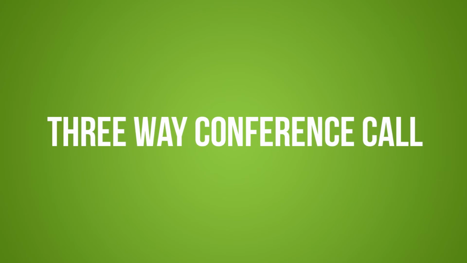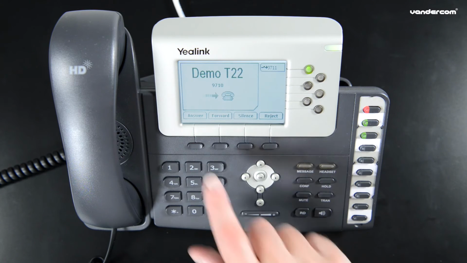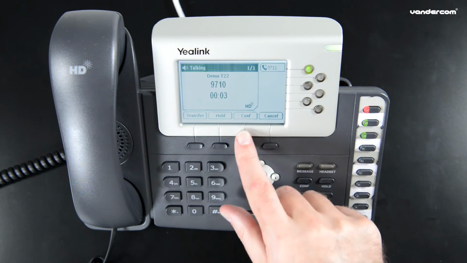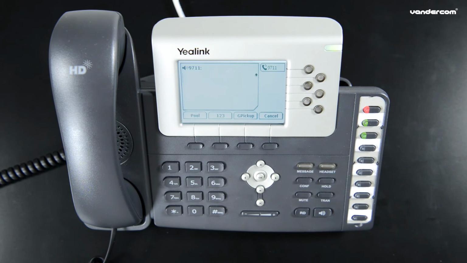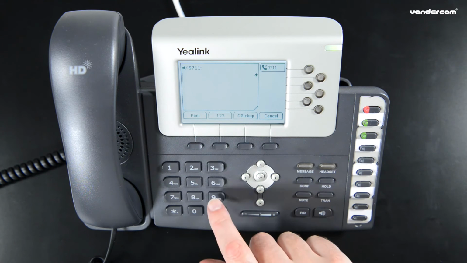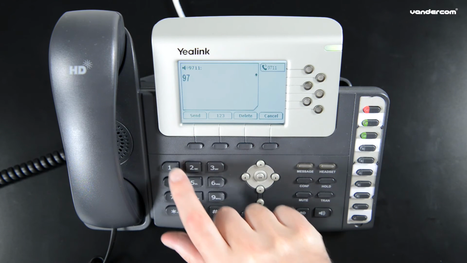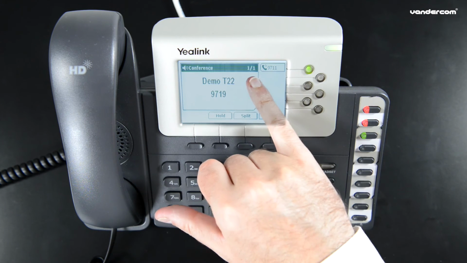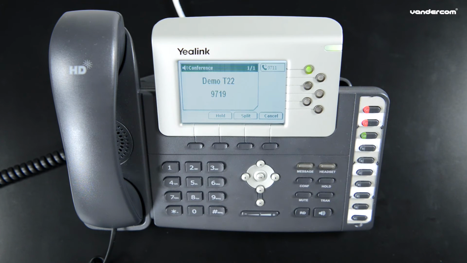Three-way conference call. When a call is in progress, press the Conference button. The caller will be placed on hold and hear hold music. Dial the extension number you wish to conference or the outside number, such as a colleague's mobile. Speak to the person and see if they are available to join first. Press the Conference button again. You are now in a three-way conference call.